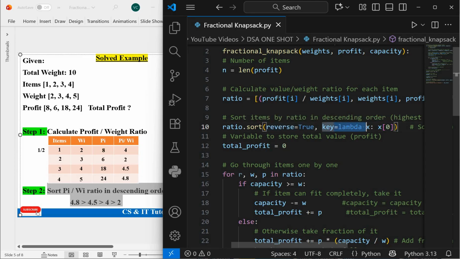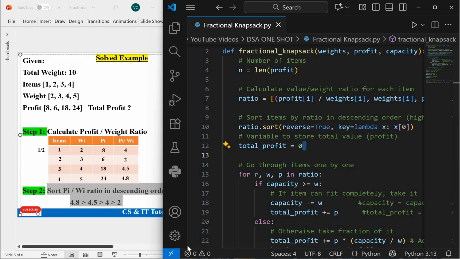And the next parameter is key equal to lambda x: x of 0. Key tells Python how to compare the elements. X represents each item in the list, and x of 0 means we are sorting using the first value in each tuple. So this is the ratio dot sort method. They sort all the profit weight ratios in descending order. Now the next variable is total profit. Now we need to calculate the total profit.